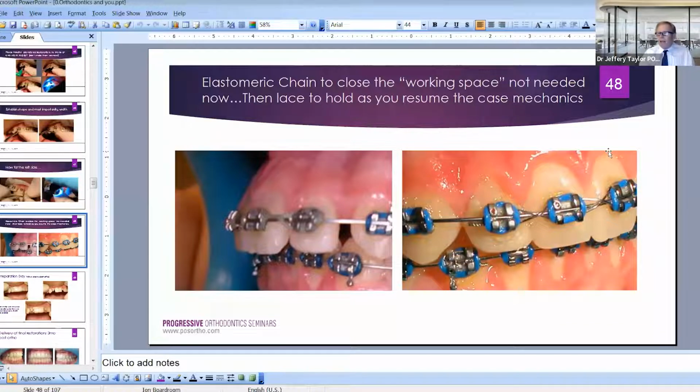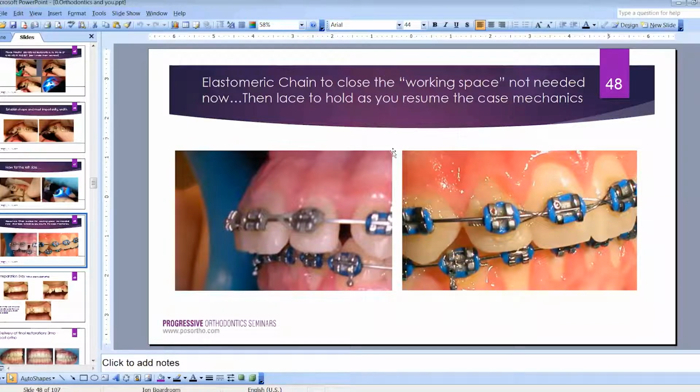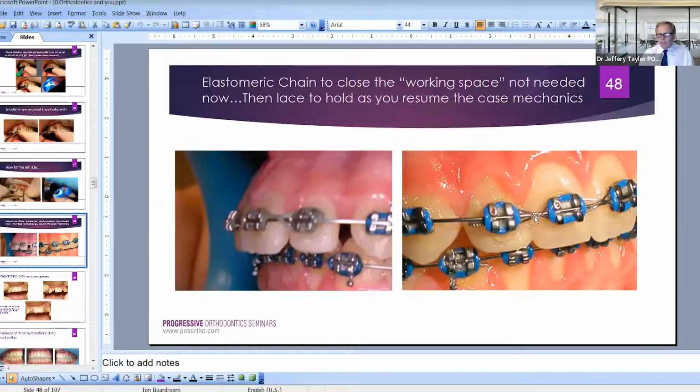Oh, anyway, no problem. So we have this chain to close the working space, and then we tie it together with a piece of wire so it can't reopen, called a ligature lacing. And you can see the blobby composite on here. That's not because I'm a hack. That's because I didn't want it to look too good, because I want them to get the final restorations when I finish the ortho. So here we come.